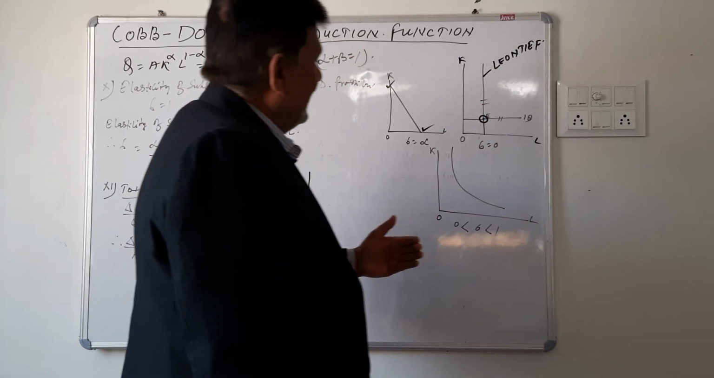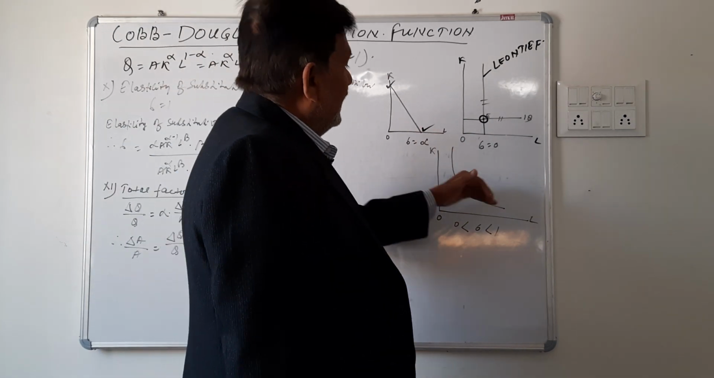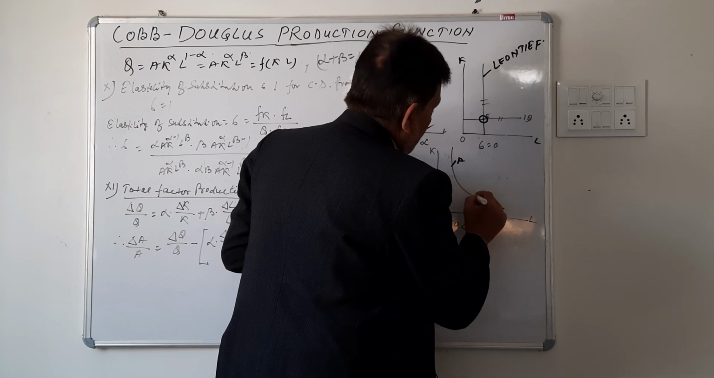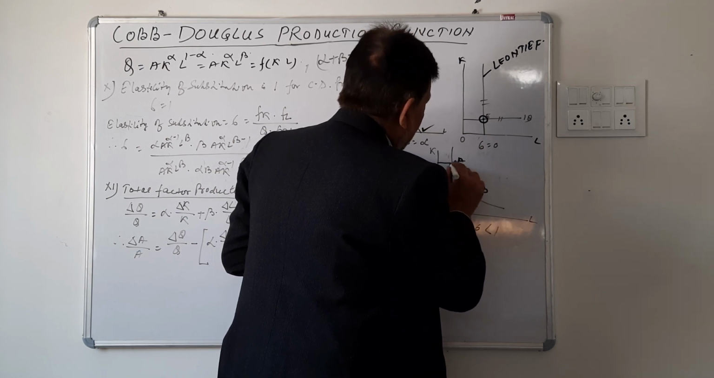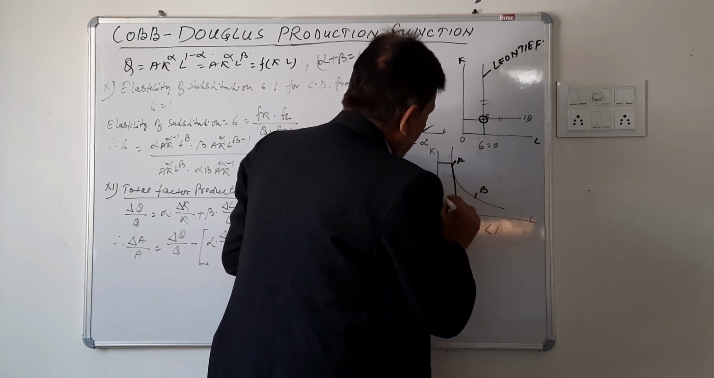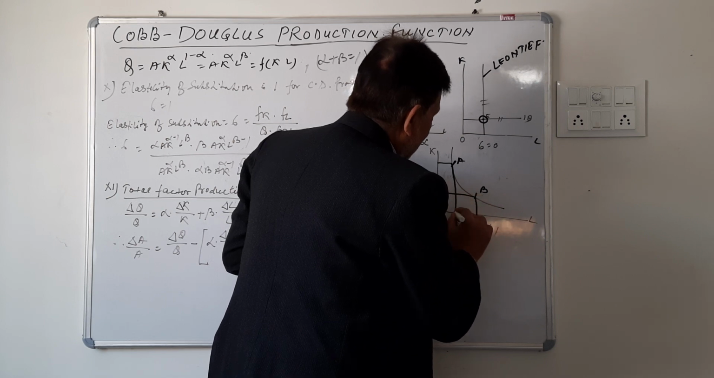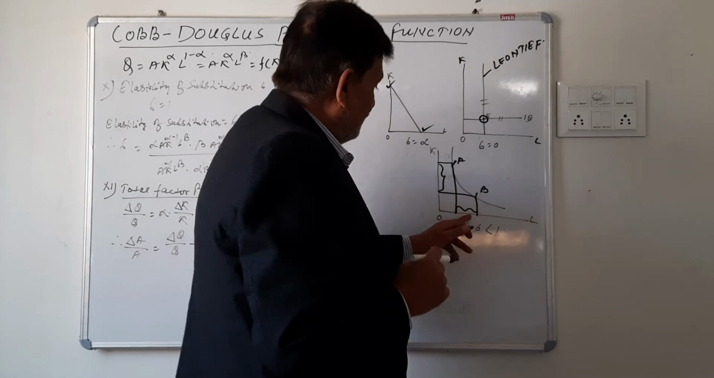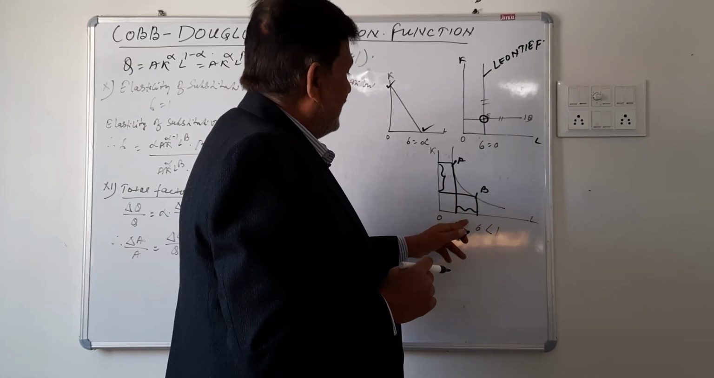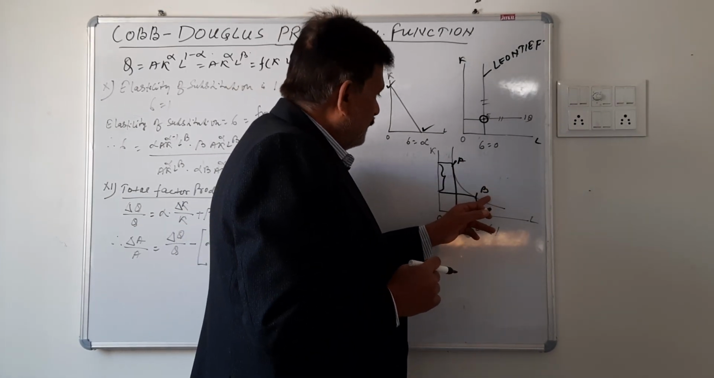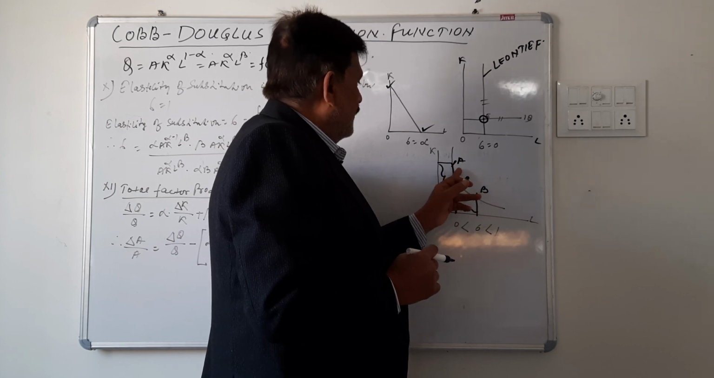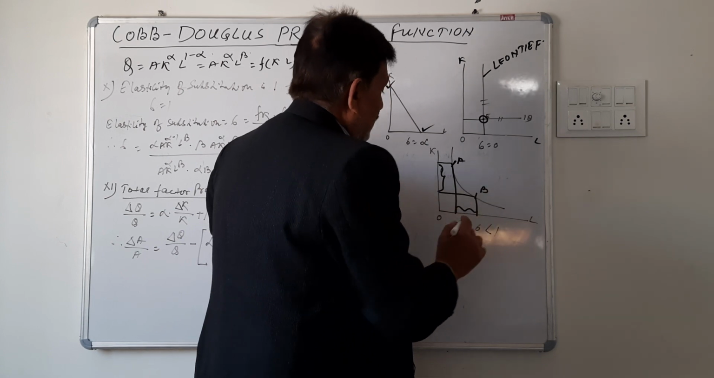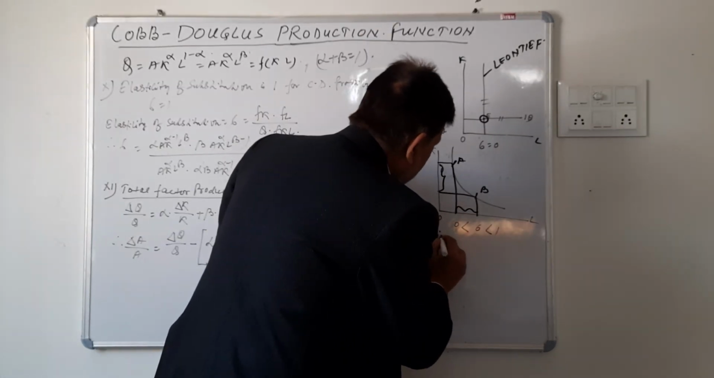And the most practical case is when there is a convex isoquant. So if the producer moves from point A to B, what is happening? This much of capital has substituted this much of labor. Or conversely, if the producer moves from point B to point A, then this capital is substituting this amount of labor. So there is limited substitution.